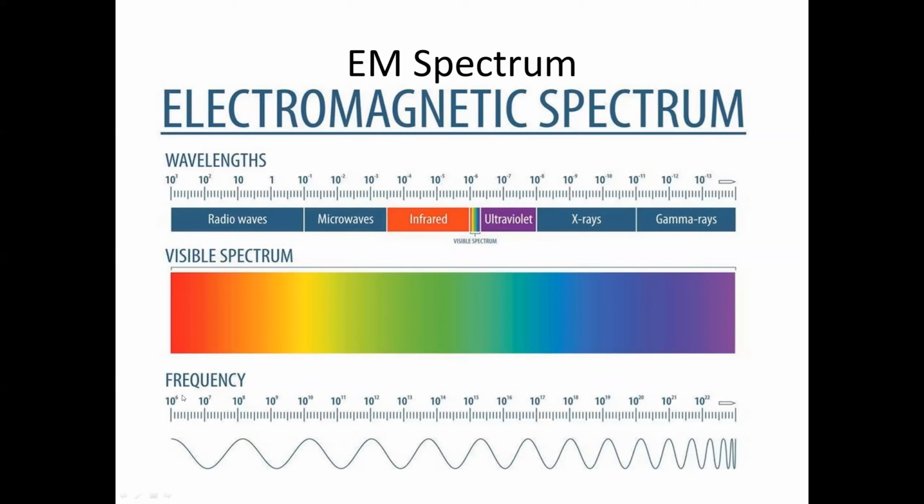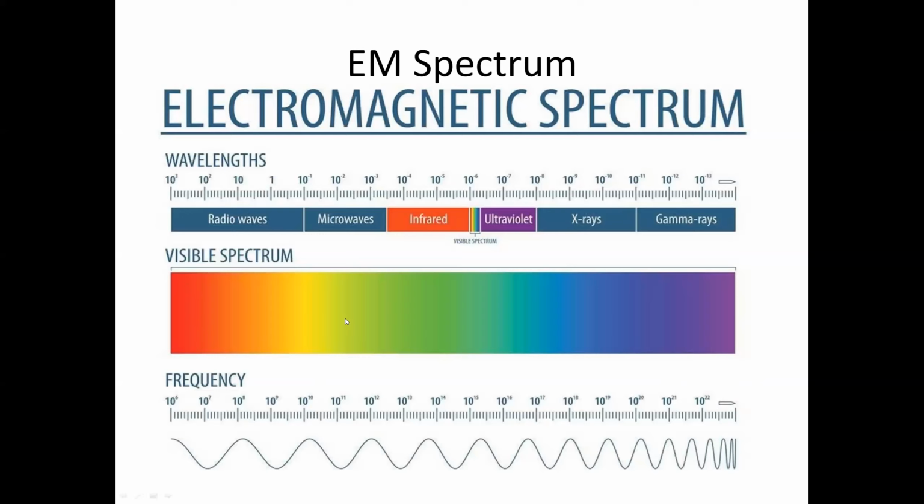You see here the frequency starts at about 1 million and goes up to this really big number, 10 to the 22nd, as you go from left to right. So frequency and energy are proportional. Wavelength and energy are inversely proportional.